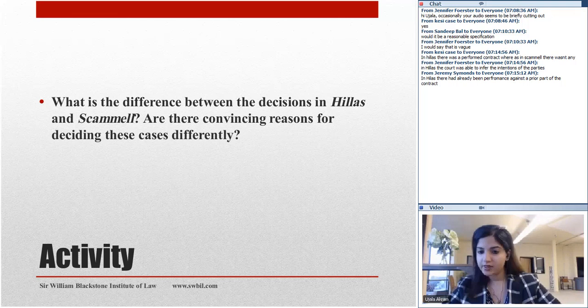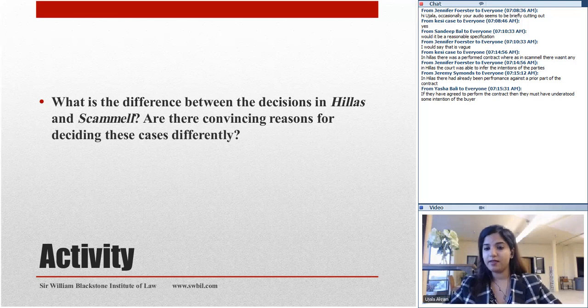Okay, Jeremy is saying that in Hillas, there had already been performance against a prior part of the contract, whereas in Scammell versus Outson, that was not the case. And they had already accepted the first batch, so they applied the same meaning to the next batch. Very good, Jeremy.